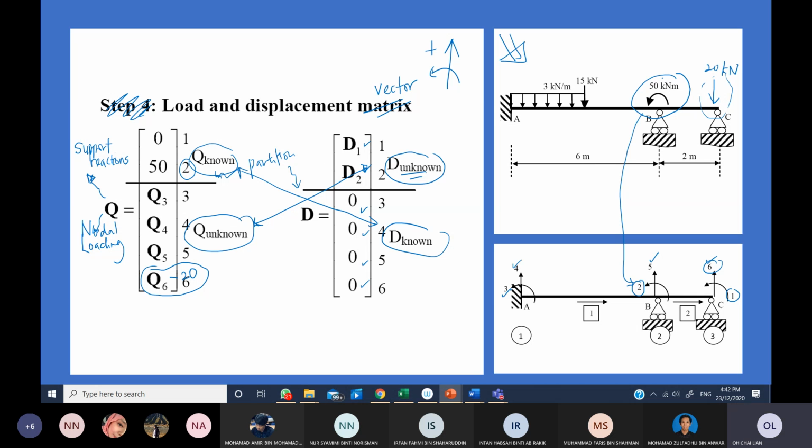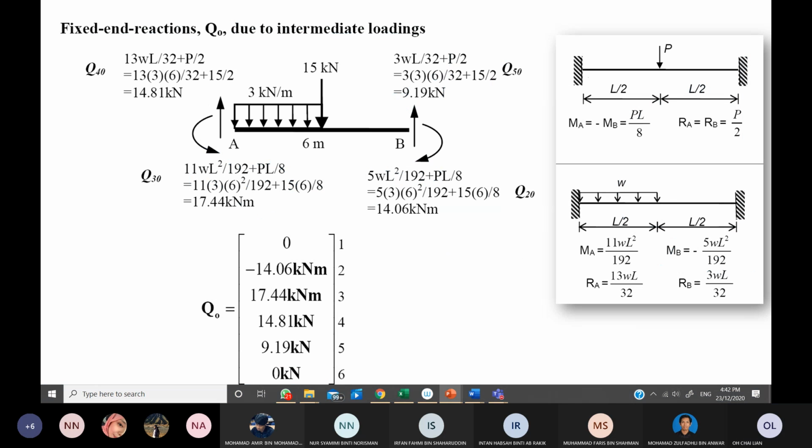If you recheck and it's correct, then I think everything will be fine. Always recheck that. Next is this Q naught due to the intermediate loading. If you still remember the fundamental of this stiffness method, there shall not be any loading on the element, but we have loading 3 kilonewton per meter and 15 kilonewton on our element 1.